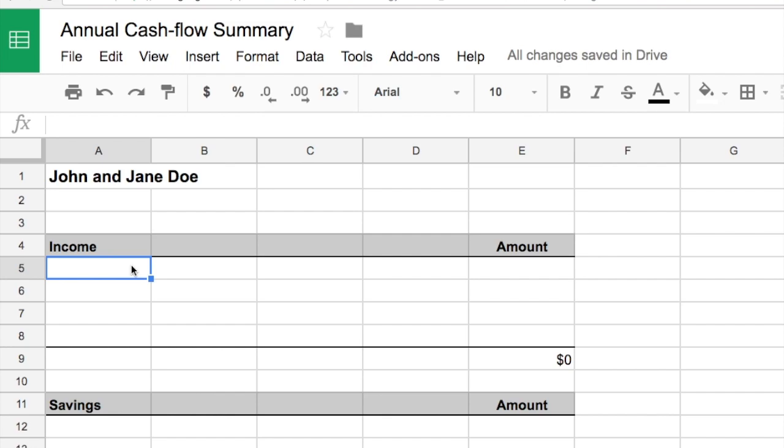So let's start there. First, let's look at income, and I'm just going to type this down. This is just a hypothetical situation. I've got John and Jane Doe. Let's start with Jane's salary here, and I can't type clearly. Jane makes $50,000 a year. That's her gross salary. That's before taxes, before anything else is taken out.